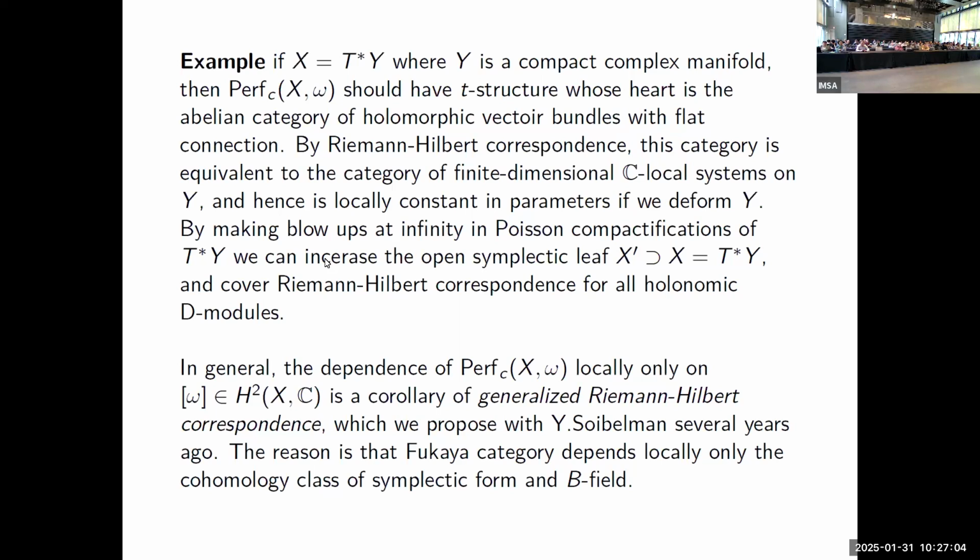again after some tweaking, we can promote holonomic modules to objects with compact support on the appropriate blow-ups, and we'll get a Riemann-Hilbert correspondence for all holonomic modules. So why does this thing depend on the homology class? That's a corollary of another story, called the generalized Riemann-Hilbert correspondence, which I proposed with Yan several years ago. We said that some kind of Fukaya category of Y, where you have a really interesting B-field of X, will be equivalent to this compactly supported perfect category of deformation quantization. And the Fukaya category by its nature depends on the class. So that's the reason for this picture.